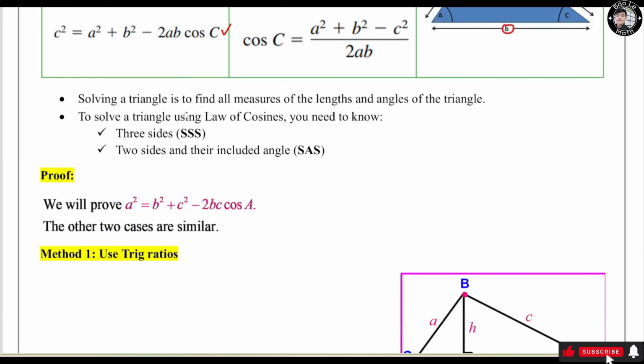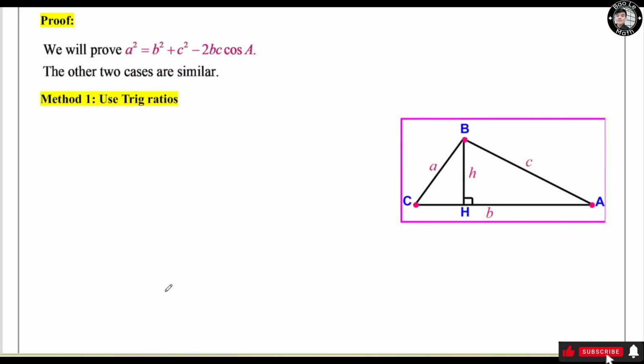Now to solve the triangles, you're going to find all measures of the lengths and angles of the triangle. To solve a triangle using the law of cosines, you need to know 3 sides, or you need 2 sides and their included angle, which is SAS. Now we're going to prove this formula. I'm going to prove the first formula. The other 2 cases are similar. You're going to do exactly the same thing.